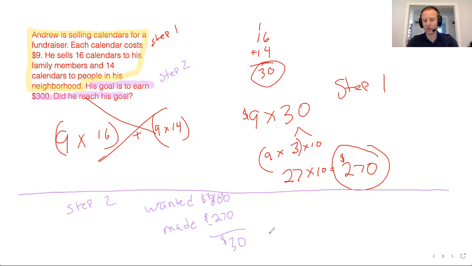You could correctly answer this question by saying he did not earn his goal because he did not get $300. He had less than $300. If you want to be more exact, you could explain exactly how much less he has or how much more he would need to do to reach his goal.